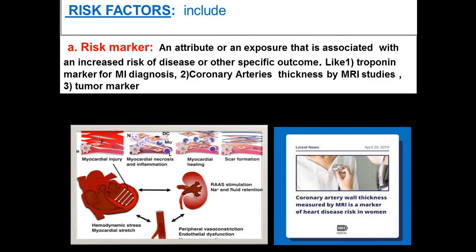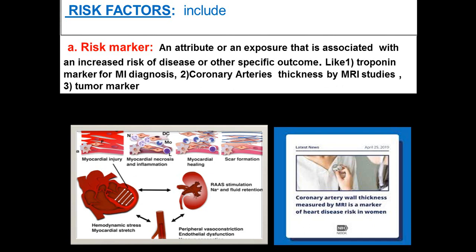So what are the risk factors? They include, first of all, a risk marker, which is an attribute or exposure that is associated with increased incidence of disease or other specific outcome. For example, if the patient has a heart attack, like myocardial injury, followed by necrosis and inflammation, and followed by healing, then scar formation, as here in this photograph. So what will happen? There is a tissue marker. We call it the troponin, marker of MI, myocardial infarction diagnosis.